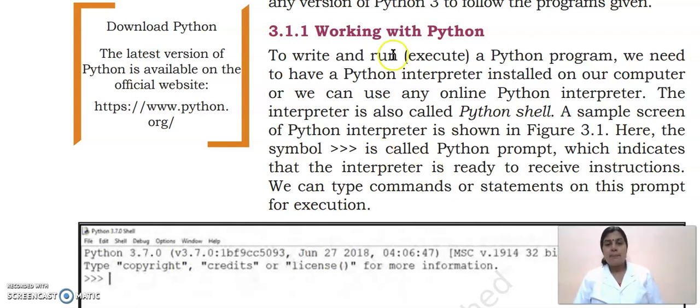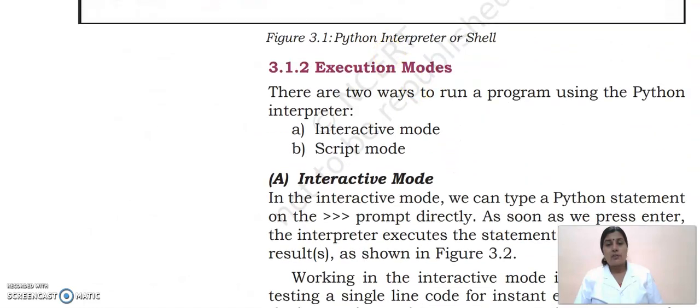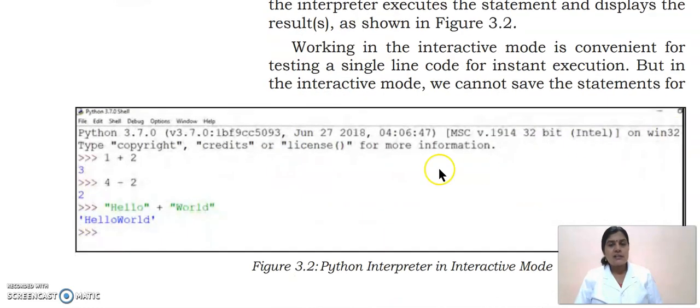And next, working with Python, in this we can use two types of execution modes. What are they? They are interactive mode and script mode. In interactive mode, like in the command prompt, if we are giving some codes, its output is displayed at the same time. Suppose if there is an error, that error is displayed at the same time. So this is known as interactive mode. For example, when we give 1 plus 2, 3 is displayed at the same time.